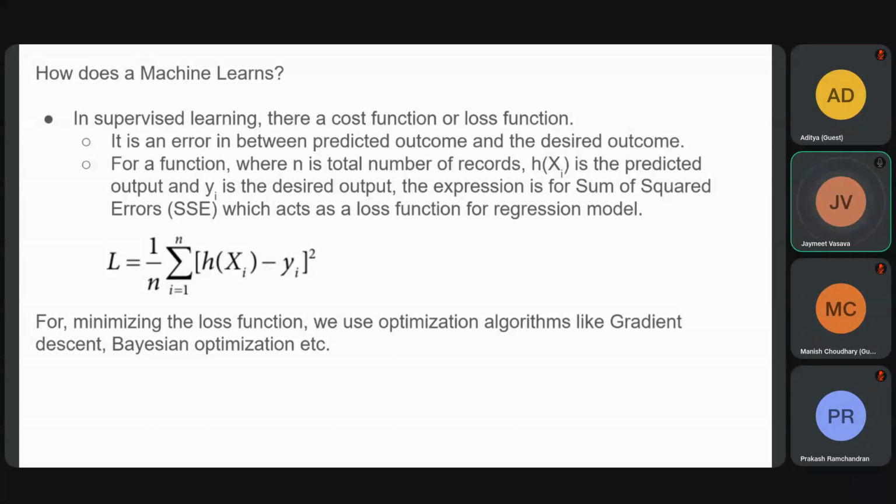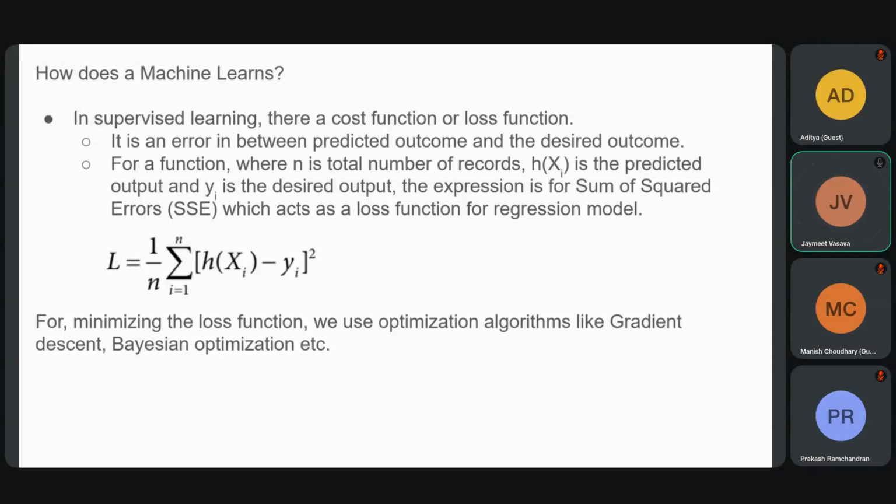Which is basically what a cost function or the loss function does in supervised learning. It is an error between the predicted outcome and the desired outcome. For a function where n is the total number of records, h of xi is the predicted output and yi is the desired output. The expression of the sum of squared error, which you can see on the screen, is L equals 1 by n, the summation from i equals 1 to n, of h of xi minus yi, the whole square.